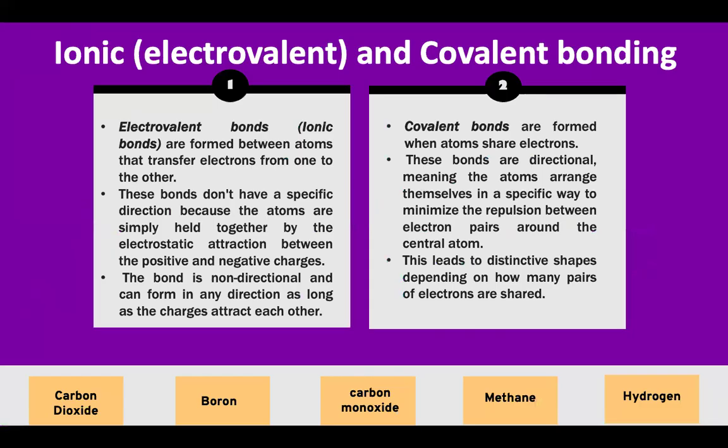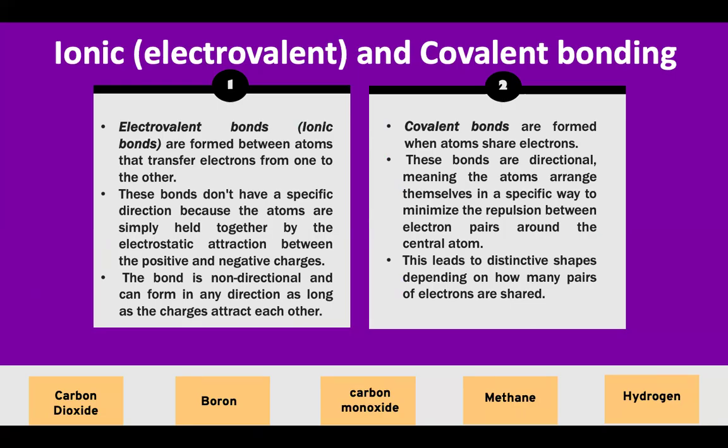Ionic, electrovalent, and covalent bonding. Electrovalent bonds, also called ionic bonds, are formed between atoms that transfer electrons from one to the other. This bond doesn't have a specific direction because the atoms are simply held together by the electrostatic attractions between the positive and negative charges. The bond is non-directional and can be formed in any direction as long as the charges attract each other.